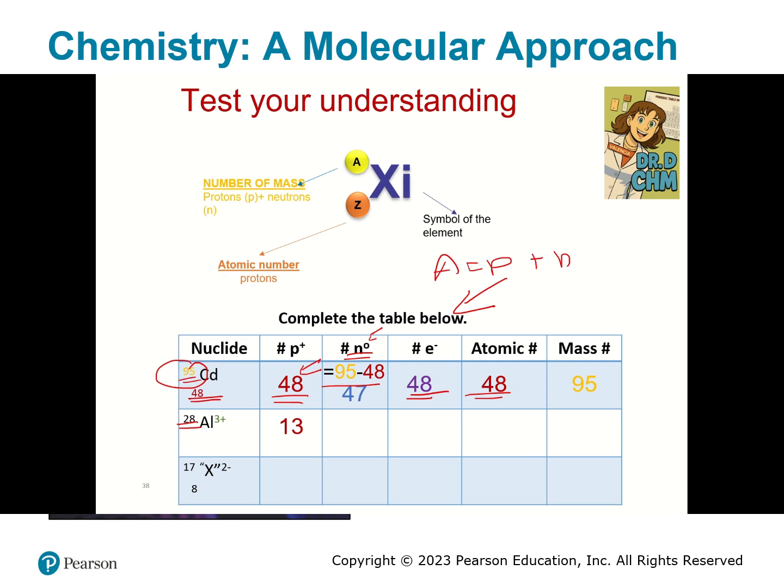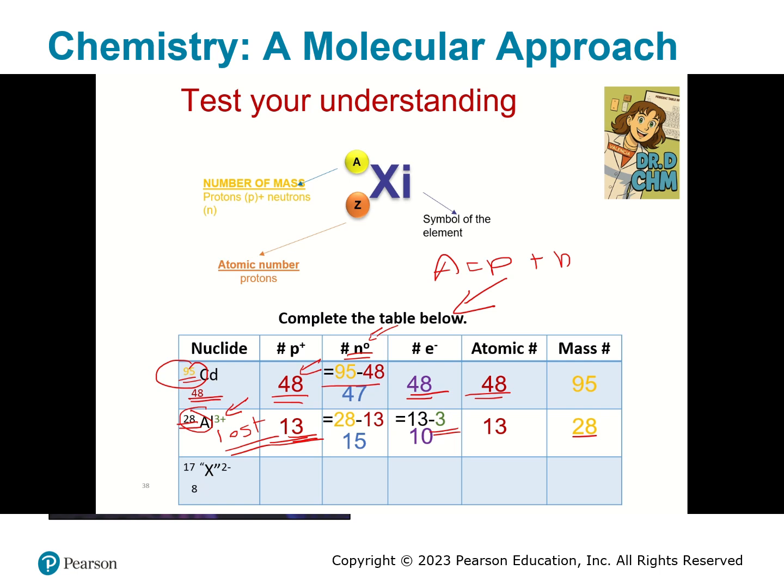And here I only have the mass, but I know the atomic number from the periodic table. So the mass is 28, but in the periodic table, I know aluminum has 13 protons. And I know that it's 28 grams per mole of mass and 13 atomic number. Okay, but look at this. I have a 3 plus, so that means it lost electrons. To calculate electrons, I will reduce 3. So I have 10 electrons, but the number of neutrons is 28 minus 13, the number of protons, not electrons. So I have 15 over here.